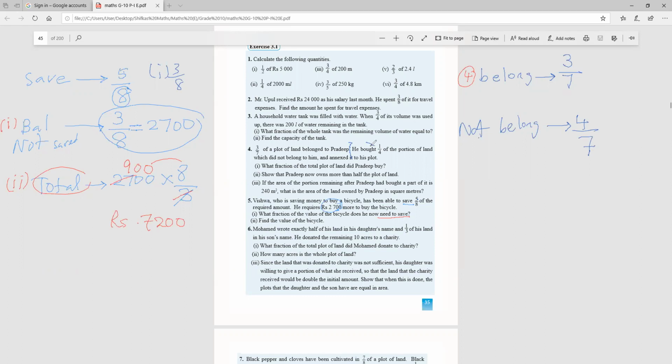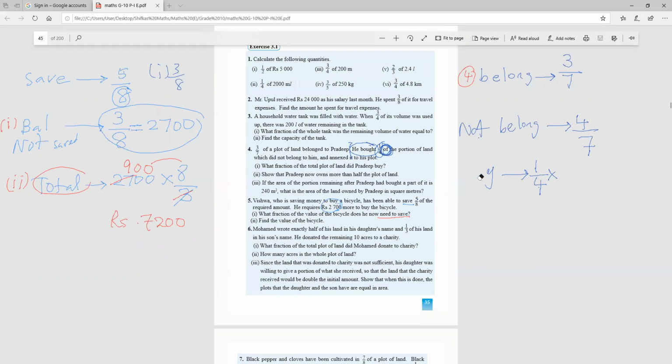Okay. He bought. Now listen here, children. This is the very important part. He bought. He is going to buy. He bought 1/4. After 1/4, go through the word. What is the word? Of. Of means multiplication. He bought 1/4 of. Of means multiplication.